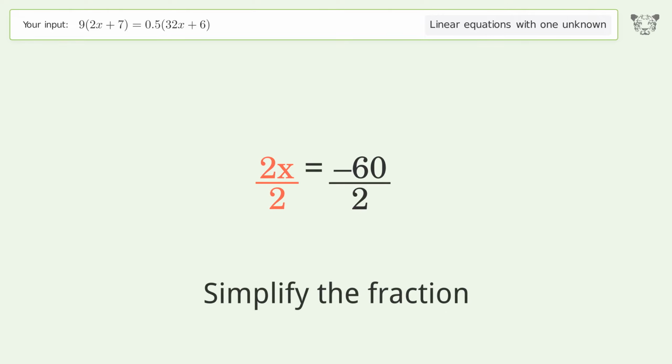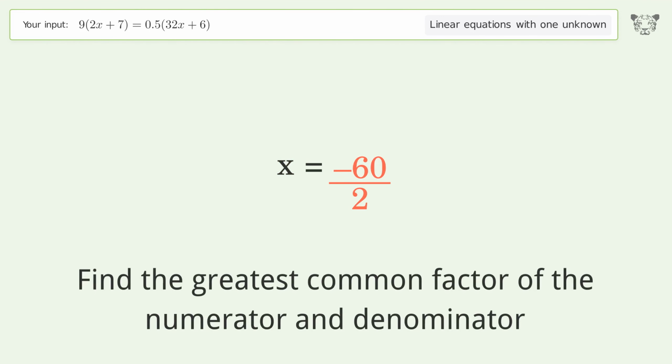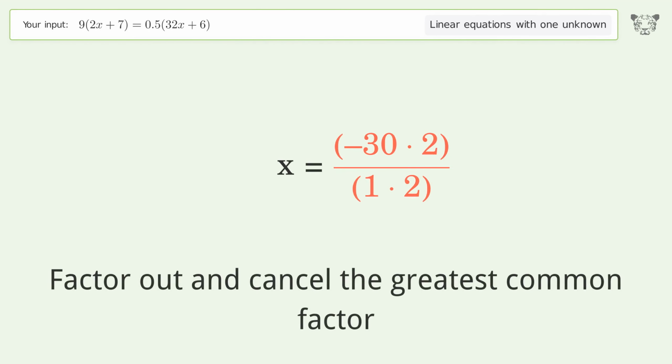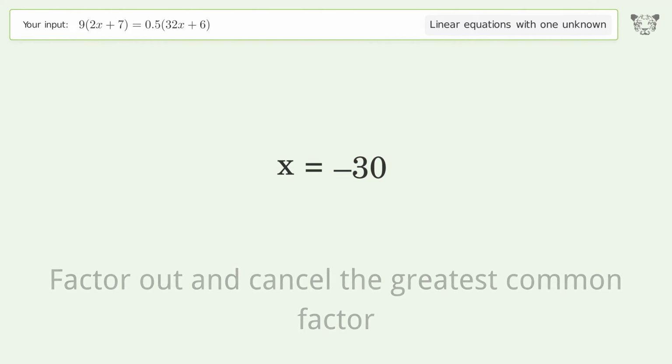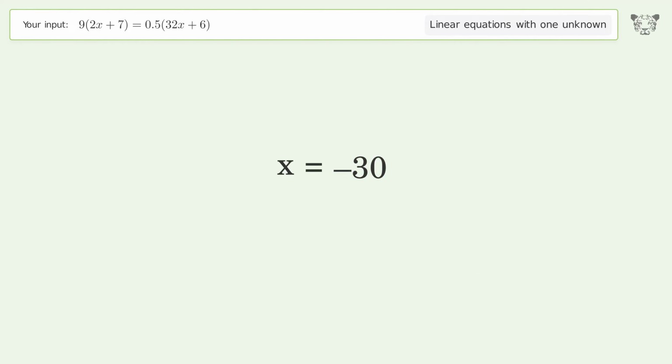Simplify the fraction. Find the greatest common factor of the numerator and denominator. Factor out and cancel the greatest common factor. And so the final result is x equals -30.